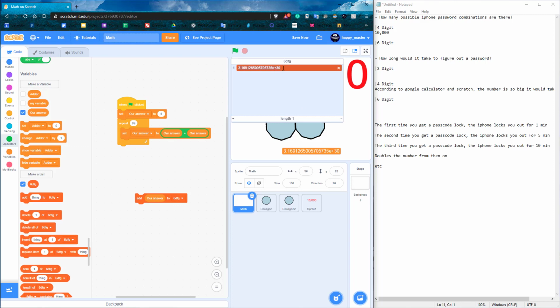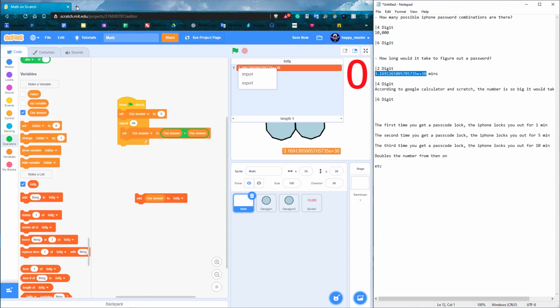So even if you had a 2-digit passcode, and let's say minutes. Even if you had a 2-digit password, and assuming the person only got it right on their very last try, it would take them that long trying to find it on an iPhone just to figure out your password. Which is a lot of minutes.